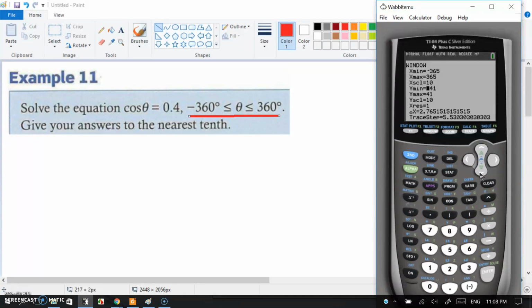For the y min and y max, since this is our first time using the GDC to solve trig equations, think about it: the maximum cosine value has to be 1, and the minimum cosine value is negative 1. So negative 2 for y min and 2 for y max should be more than enough. However, these values could change if we have some sort of transformation, and we will talk about that in future videos. We can leave everything else as it is, and now we can go to graph.